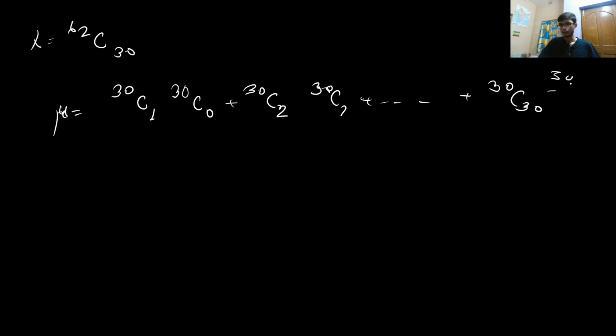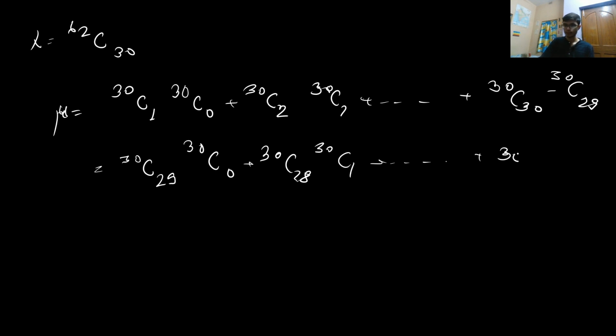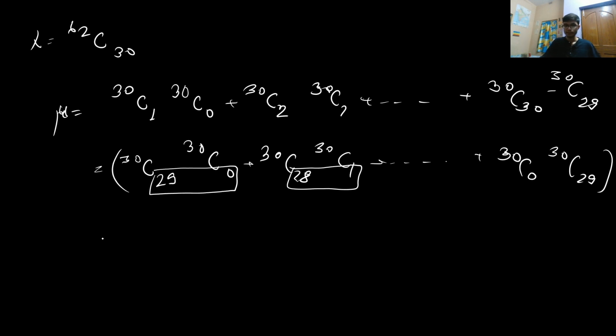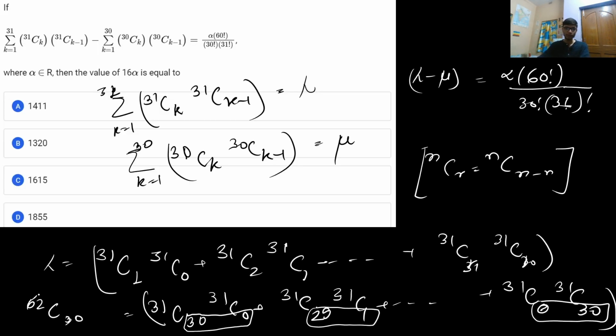In a similar fashion, if you evaluate mu, this will become 30C1 into 30C0 plus 30C2 into 30C1, and so on up to 30C30 into 30C29. Again using the formula nCr equal to nC(n minus r), I can write 30C1 as 30C29, and this can be written as 30C0 into 30C29 plus 30C28 into 30C1, and so on. Again you see the sum of the lower binomial indices is constant and equal to 29. So the value of mu is equal to 60C29, and the value of lambda is 62C30.